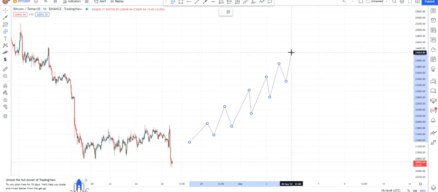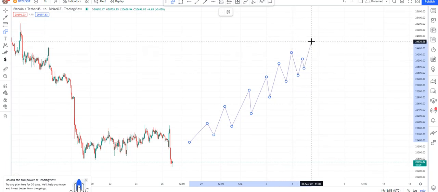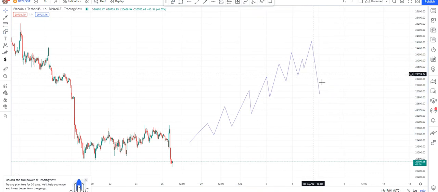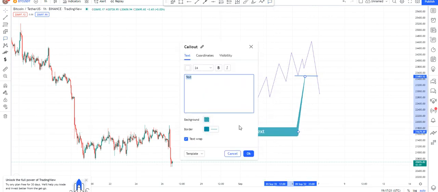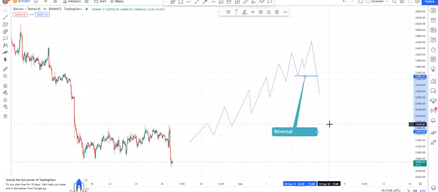And suddenly what we have is this high is taken out. So the trend is still going on well. But then suddenly it creates a reversal. It breaks market structure to the downside. So a reversal happens here. Let me use a callout. So at this place, there was a reversal. There was a reversal at that point.